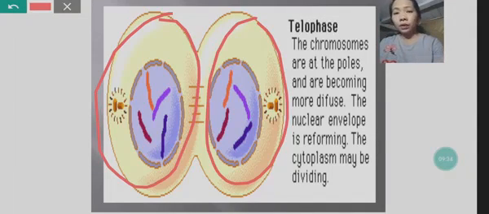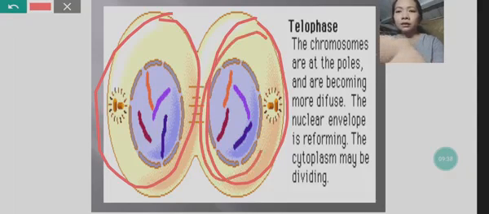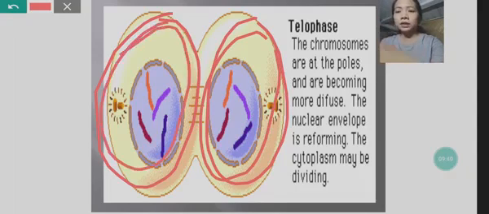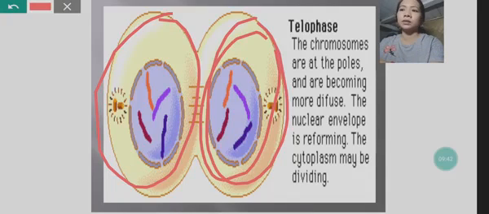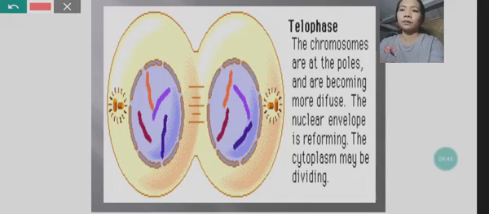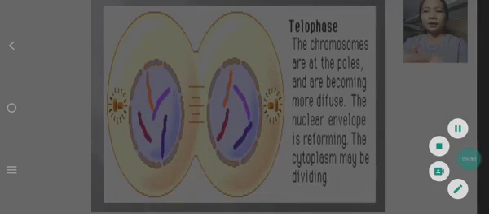Each of them only has 23 chromosomes. One set consists of 23 chromosomes. Okay, did you get it? Okay, next.